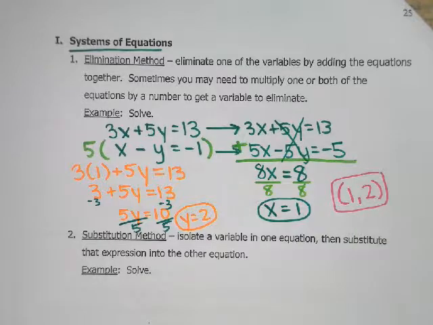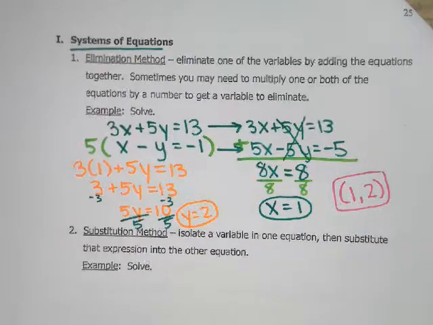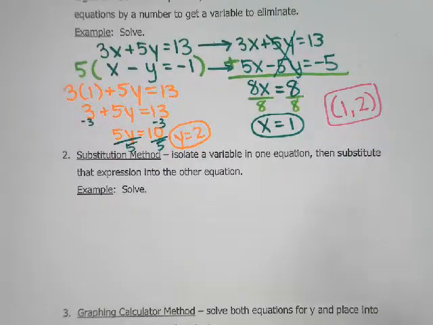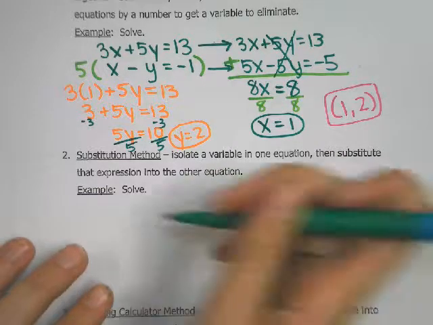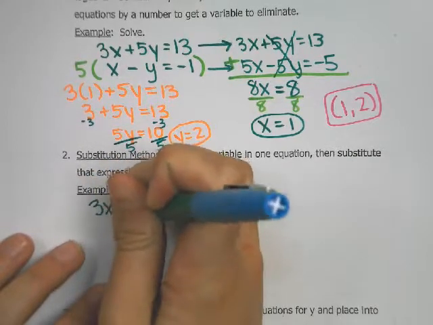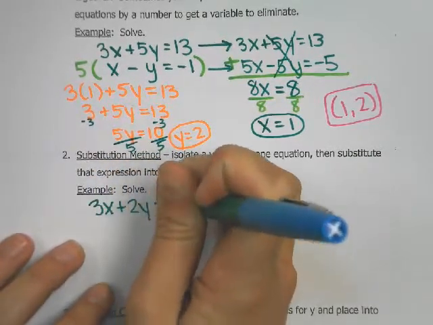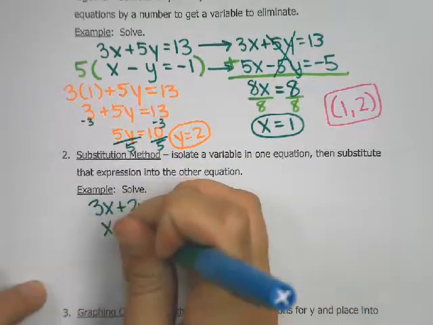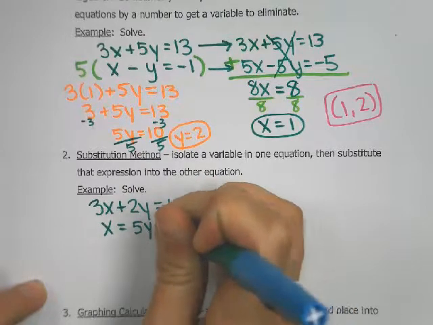This is one method to solve, and sometimes questions are set up very nicely to use the elimination method. Other times they're not, and it might be better to use the substitution method. So let's go down to the number 2. It says isolate a variable in one equation, then substitute that expression into the other equation, and solve. So let's do an example. 3x plus 2y equals 10. x equals 5y minus 8.